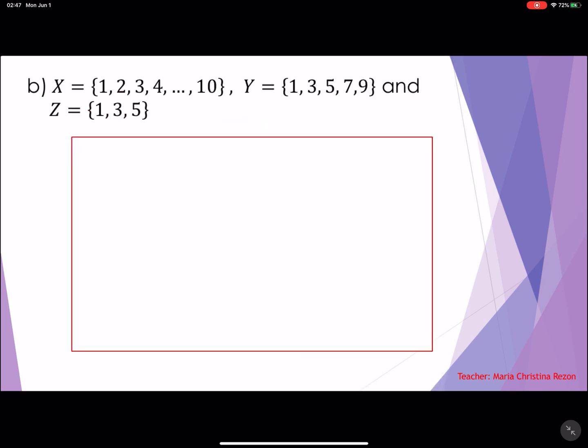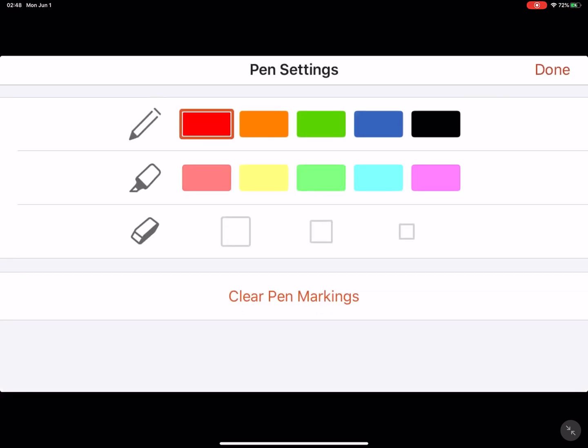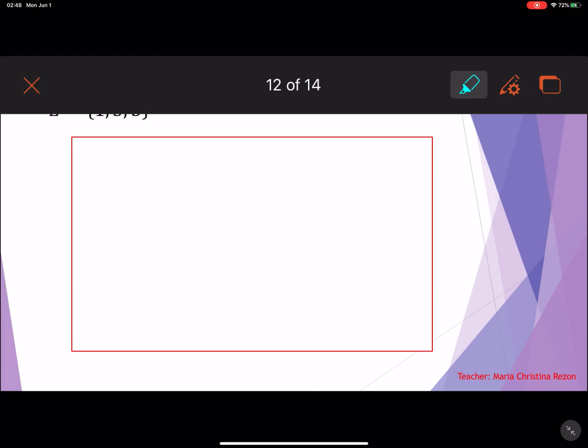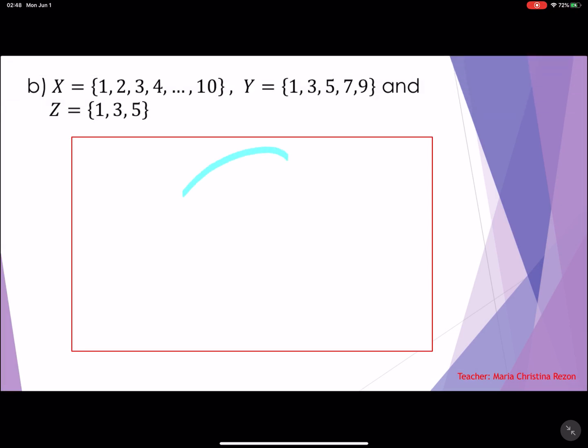Then let's have the second question. You have three sets here. X is 1, 2, 3, 4, and so on to 10. Then Y is 1, 3, 5, 7, 9, and Z is 1, 3, 5. So actually, Z is a subset of Y, and Y is a subset of X. So if you are going to represent that in a Venn diagram, this is your X, for instance, that is X.